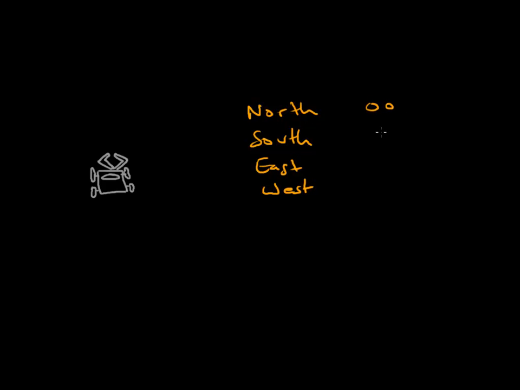So 0, 0 would be north, 0, 1 would be south, 1, 0 would be east, and 1, 1 would be west. So let's say that I write a program. I could write a program such as 0, 0, 1, 0, 1, 0, 1, 1, 0, 1. And so 0, 0 would mean go north. So let's say the starting position was where the robot is now.